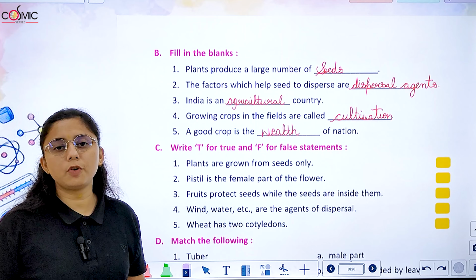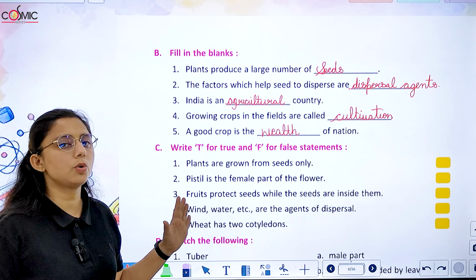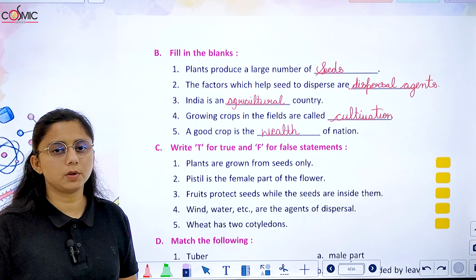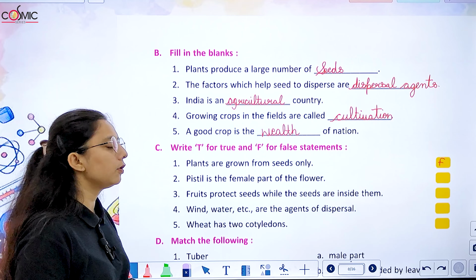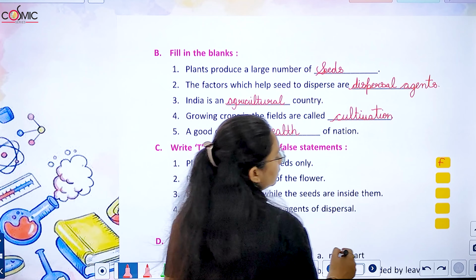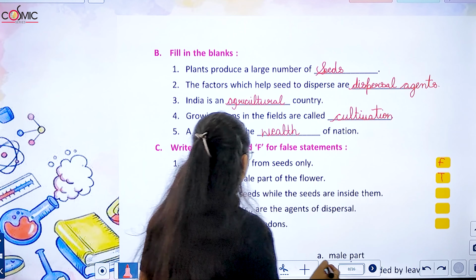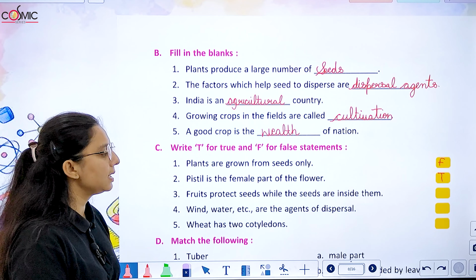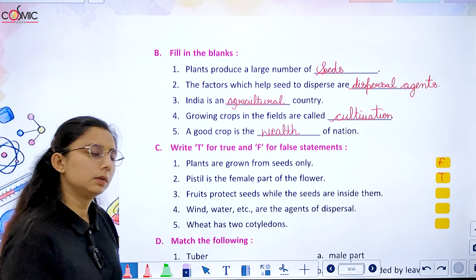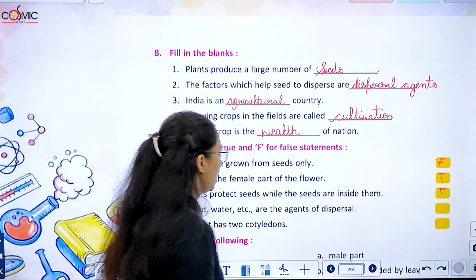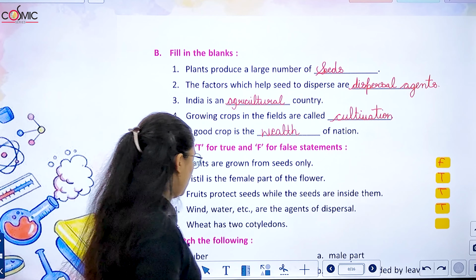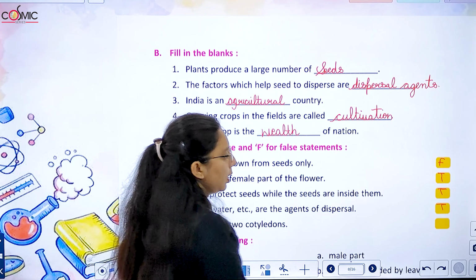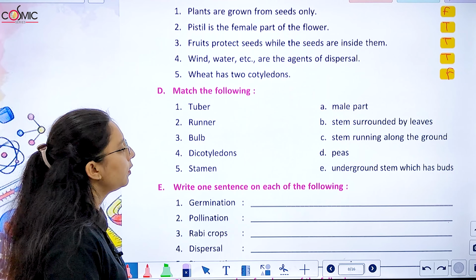Now write T for true and F for false statements. Whatever the answer is right, you have to write true, and the rest you have to write false. Plants are grown from seeds only. It's false. Pistil is the female part of a flower. Fruits protect seeds while the seeds are inside them. It's true. Next is wind and water are the agents of dispersion. It's true. Wheat has two cotyledons. False.